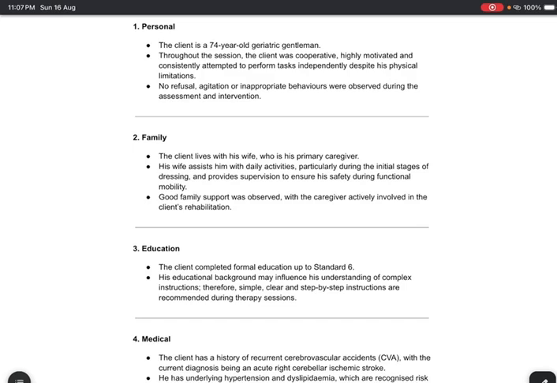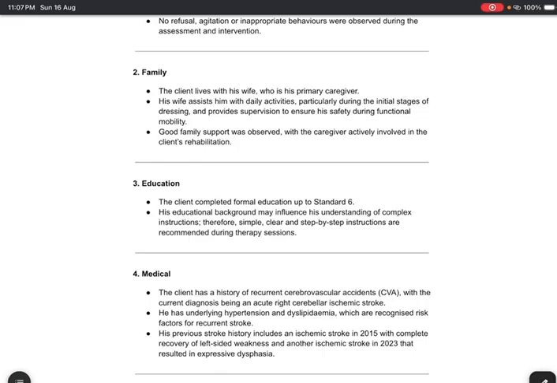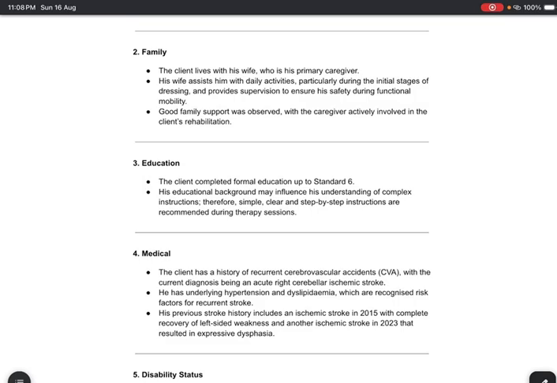Education. In terms of education, Mr. K completed his formal education up to standard 6. His educational background is important to consider during occupational therapy intervention because complex or lengthy instruction may be difficult for him to understand, particularly together with his existing communication and comprehension difficulties. Therefore, during therapy, I used short, simple and clear instruction, gave one instruction at a time, and demonstrated the task before asking him to perform it.